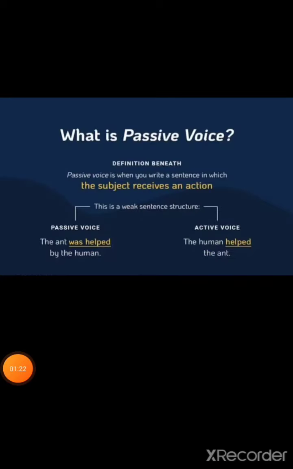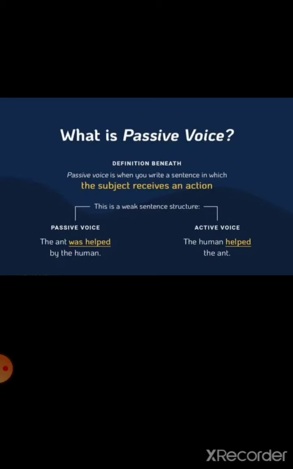Now come to passive voice. If the subject is having the action done to it, then the verb is said to be in the passive voice. Means the verb that expresses what is done to the subject. You can see it over here. The human helped the ant. So the human is helping the ant. It is written in active voice because the verb helping is being done by the human, by the subject. So that is why it is written in active voice.